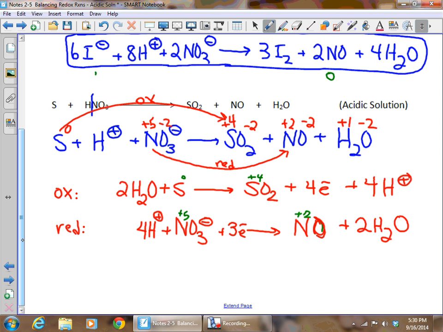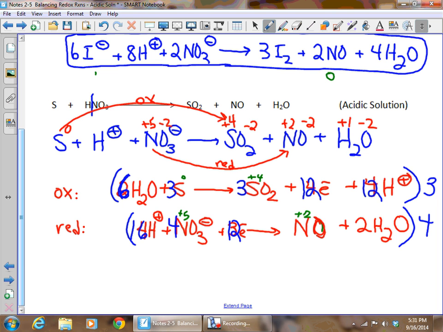And what's our next step? Balance our electrons. We're going to need to multiply this reaction by 3 and this particular reaction by 4, so that we'll get 12 electrons in both cases. So let's multiply through here. Sometimes our numbers start getting a little big. This is going to be a 6 here, a 3 in front of the sulfur, 3 in front of SO2, 12 electrons, and 12 hydrogens. And on the bottom, we're going to have 16 hydrogens, 4 nitrates, 12 electrons, 4 NOs, and 8 waters.